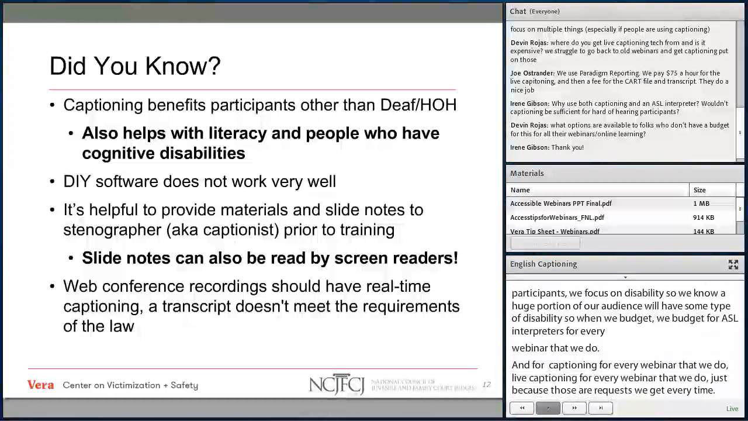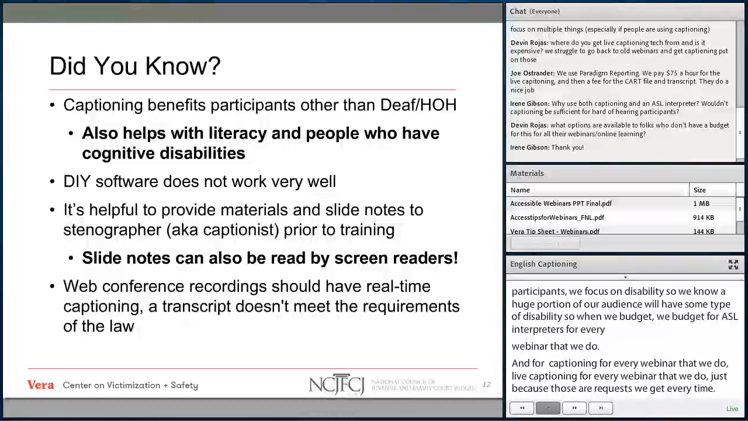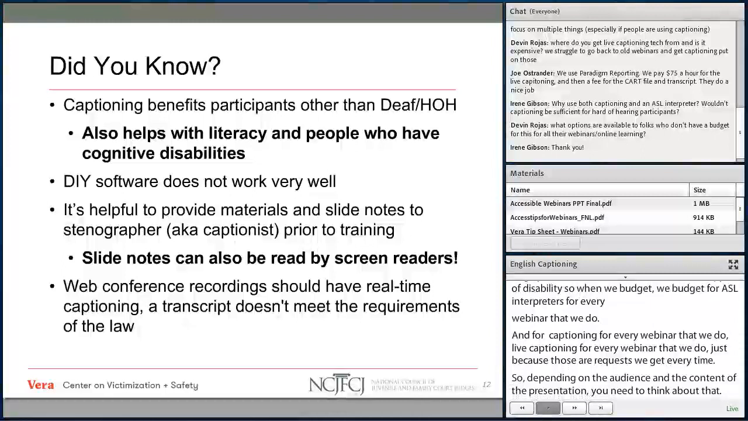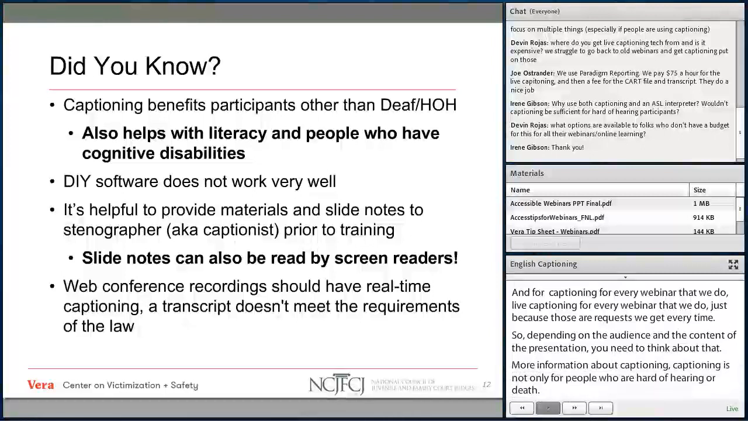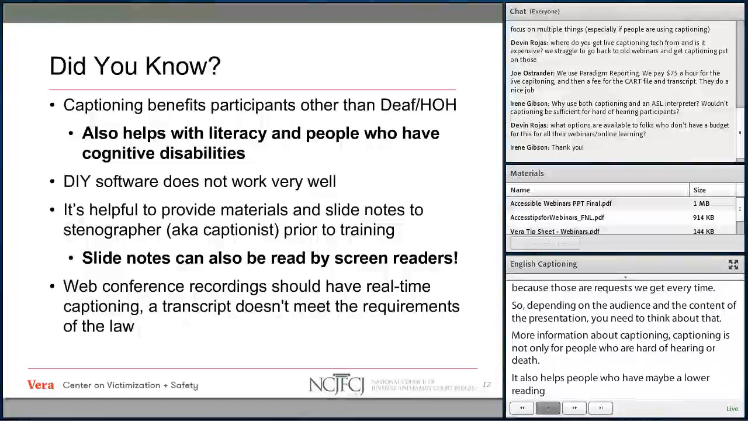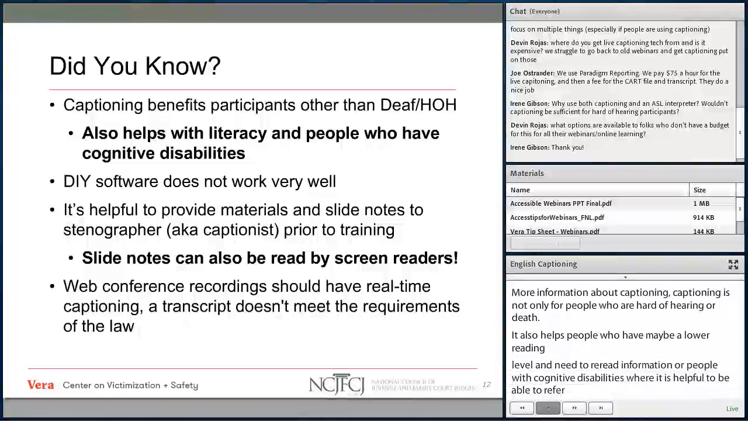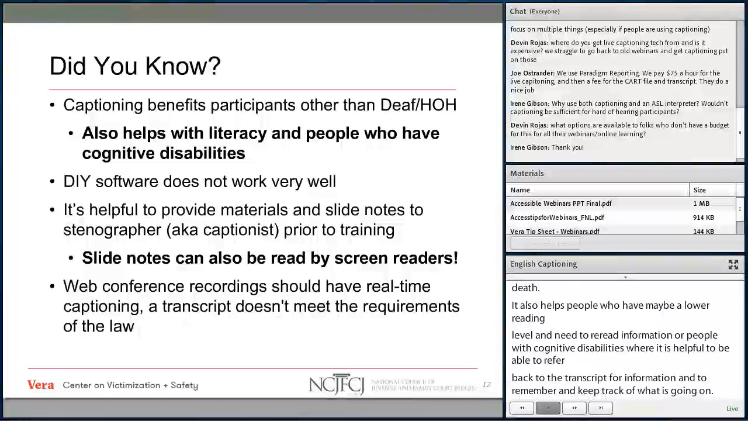Some more information about captioning. Captioning isn't only for people who are hard of hearing or deaf. It also helps people who are at a lower reading level and need to be able to reread information, or people with cognitive disabilities, where it's helpful for them to be able to refer back to the transcript to remember and keep track of what's going on. And it really helps every participant. There are always times when you glance down to check an email and then you come back and you miss what was said, but you can go to the captioning pod and look at the transcript and catch yourself up a little bit.